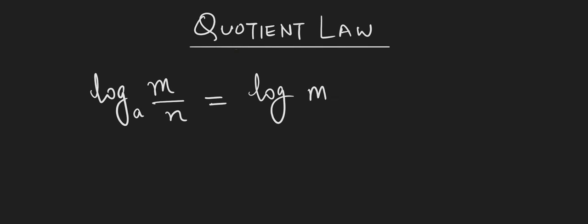Next, we have something called a quotient law. So if log m divided by n base a is equal to log m base a minus log n base a. Again, note that the bases are the same on both the sides. So it's log m divided by n base a on the left hand side and log m base a minus log n base a on the right hand side.